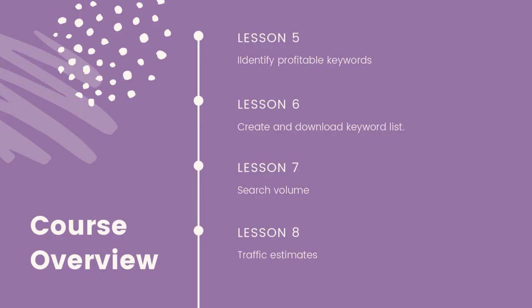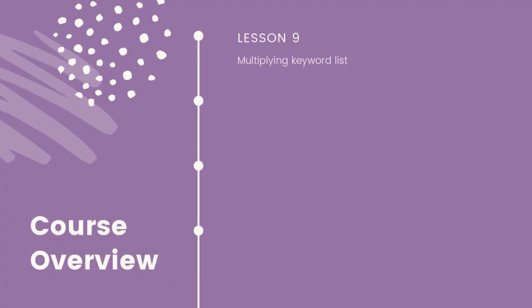Video number 8 is going to be traffic estimates. It's somewhat similar to the customized detailed estimates, but in this case, we're going to have a keyword list that we already have and just insert it, upload it, and get the hard data really quick. And of course, last but not least, we're going to cover in video 9, search type D, which is the 4th search, multiplying keyword lists.